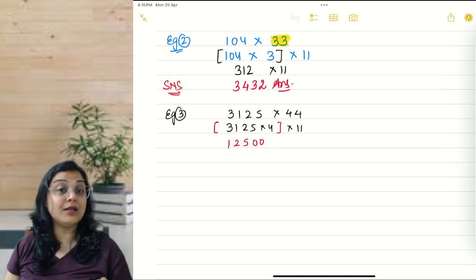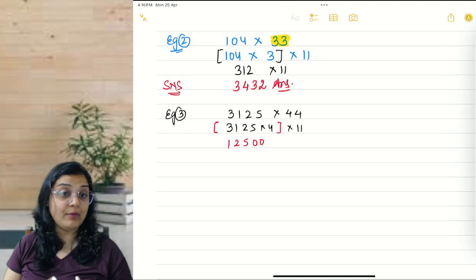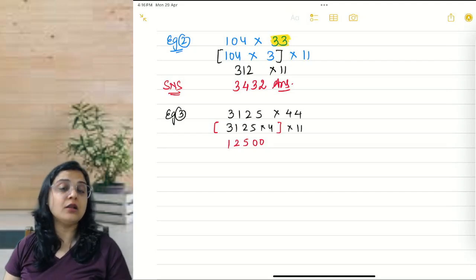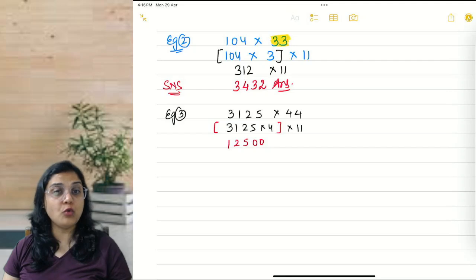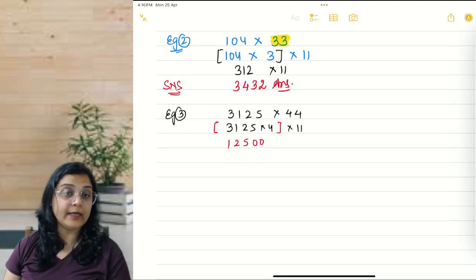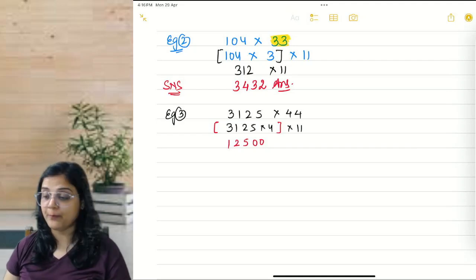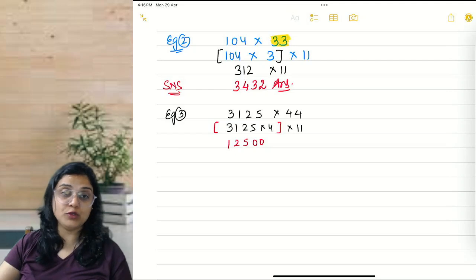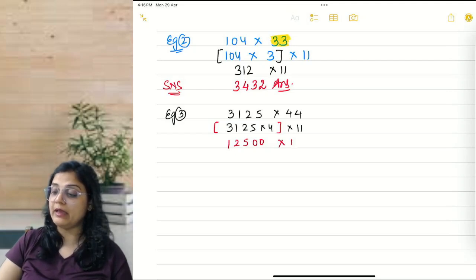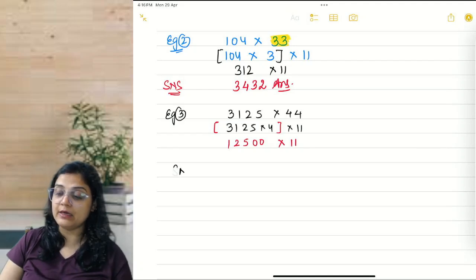So this is another trick that I'll tell you in upcoming classes, but not today. This is another trick that I have used here. But yes, even if you don't know that trick, you can also multiply 3125 with 4 orally. And still, if you are not very confident doing it orally right now, you can write it and do it. Okay? Because in some videos, you are definitely going to learn a trick for that also. Multiplication by 11.